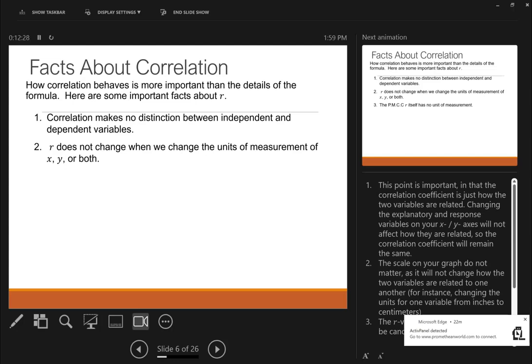R will not change if you do a unit conversion. So if Anthony's collected some hours of sleep and some GPAs, and he says, I'm gonna do this in minutes of sleep instead and converts all of his hours to minutes, the value for R will not change, even though all the data points changed. Okay? That R statistic has no unit of measurement attached to it. It's not hours, it's not GPAs, it's nothing. It's just a number.